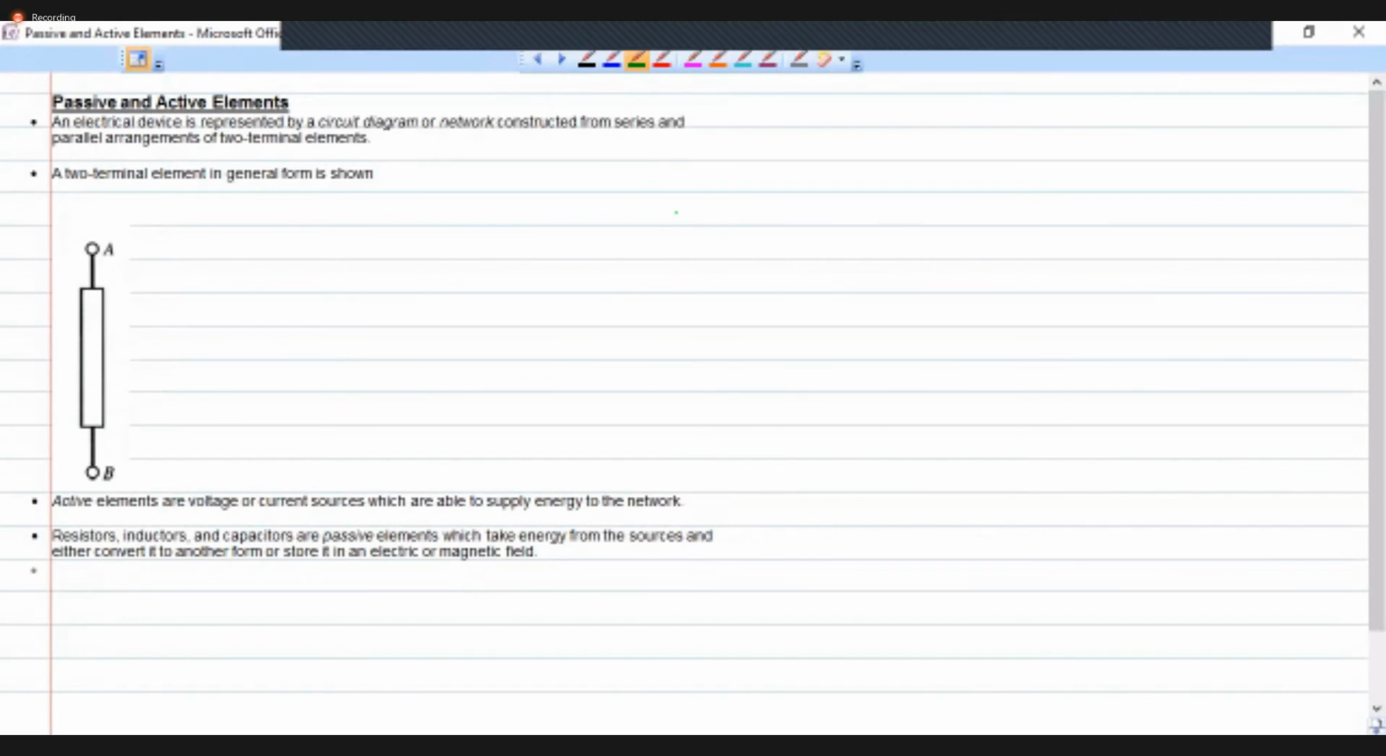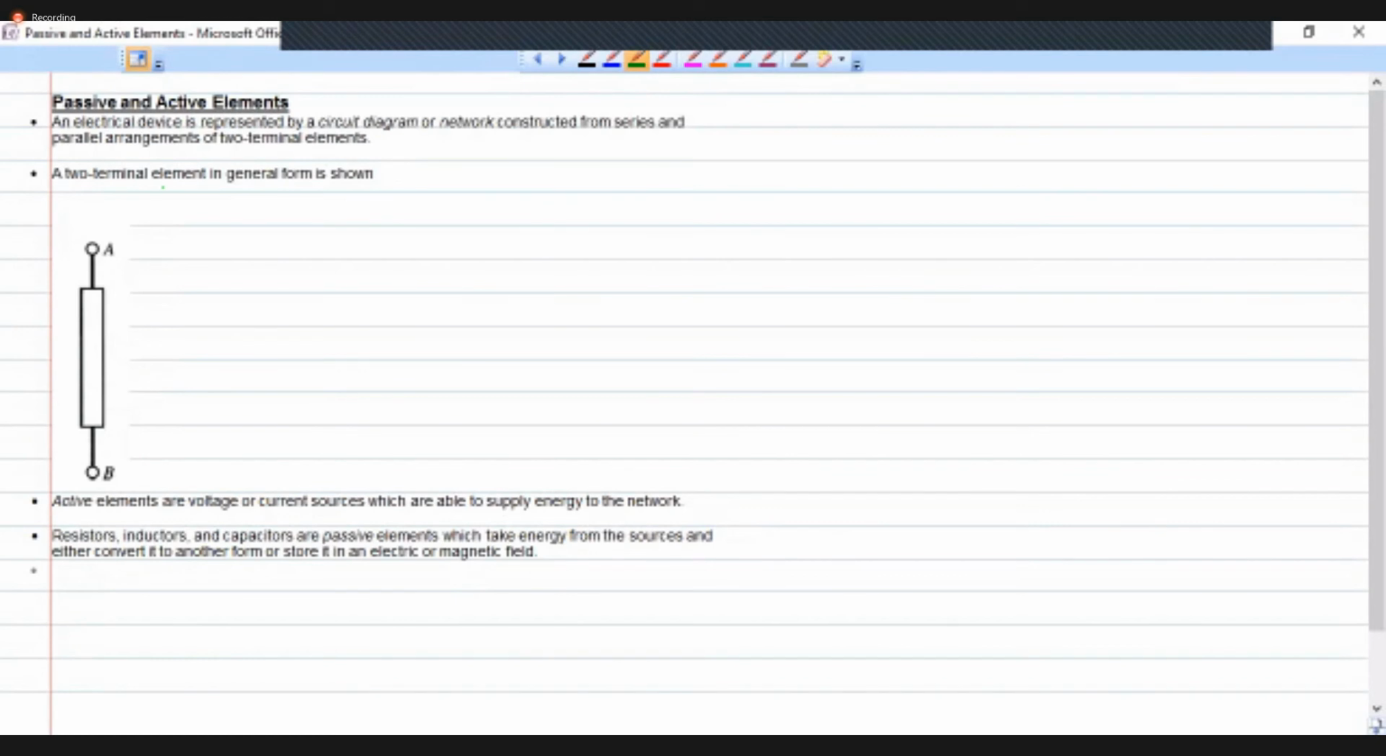Whereas passive elements are not capable of boosting the energy. They can neither store nor dissipate. For example, a resistor is capable of absorbing the power only. Whereas an ideal inductor or capacitor will not dissipate power. They will absorb power in one cycle, then they will discharge in the next cycle.